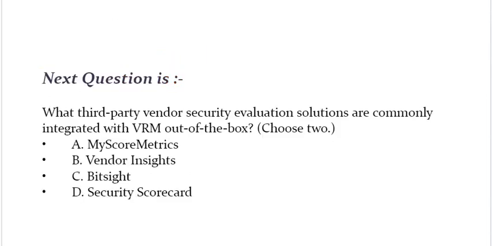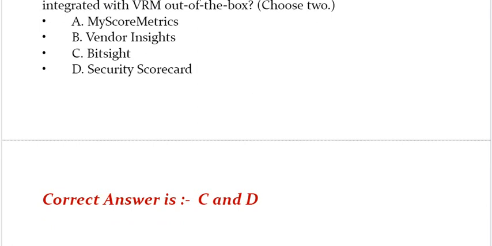Next question is, what third-party vendor security evaluation solutions are commonly integrated with VRM out of the box? Choose two options. Option A, My Score Matrix. Option B, Vendor Insights. Option C, BitSight. Option D, Security Scorecard. Correct answer is option C and option D.